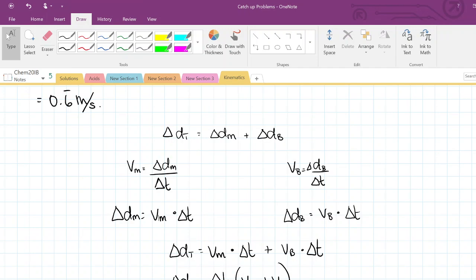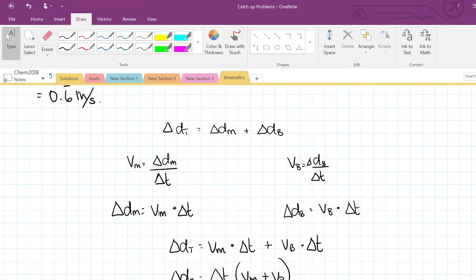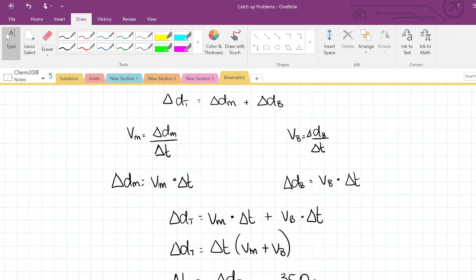And remember that the time is going to be equal for both of these guys, because if I were to start a stopwatch right at the point where these two objects are 35 meters apart from each other, the time that it takes them to run into each other is going to be equal whether I'm looking at the bike or looking at the mosquito. So I'm going to factor this time out, and I get time times speed of the mosquito plus speed of the bike is equal to total distance. And now I'll isolate for the time.